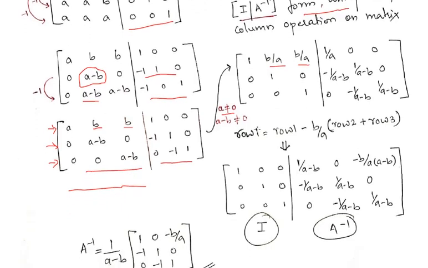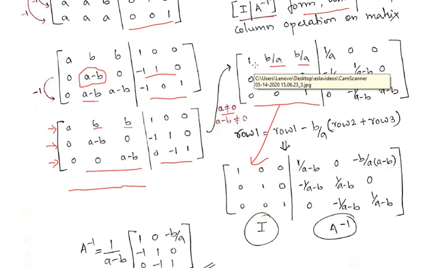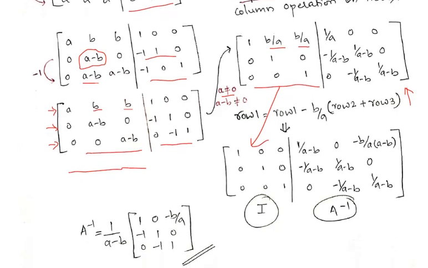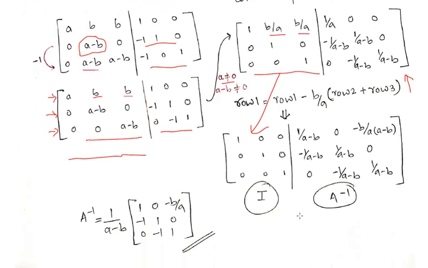Okay, now performing this operation, so that I convert this to the identity matrix. How to do this? Row 1 equals row 1 minus b by a, row 2 plus row 3. So this will convert to here. The similar operation should be applied to the right hand side matrix also. And whatever you get in the right hand side matrix when you apply this, that itself is A inverse.